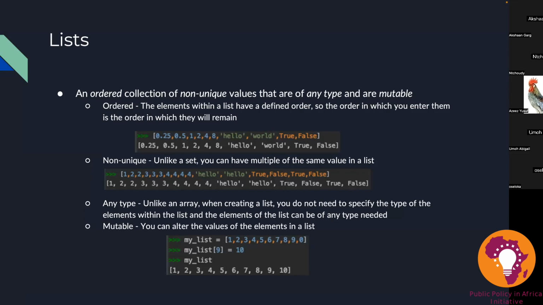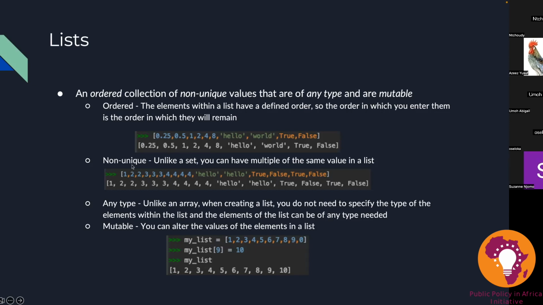Other than that, you will find that most of the things that you can do with an array, you can also do with a list. So let's look at some of the basics here. So what is a list? It is ordered. The elements within a list have a defined order, so the order in which you enter them is the order in which they will remain. As we saw in sets, this does not happen. Sometimes when we add elements, they get placed in random orders. They can be placed in second place, third, wherever, right?